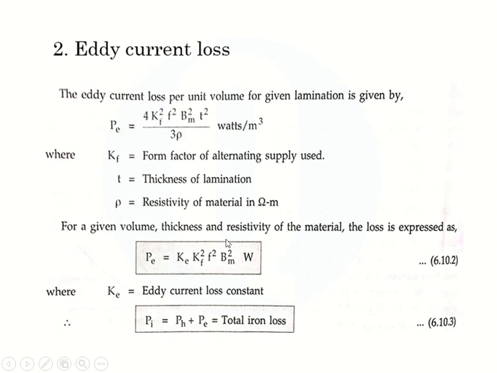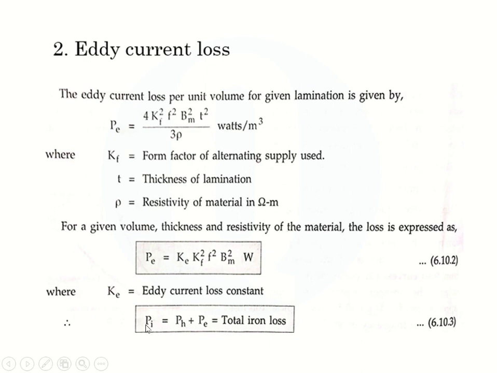And for a given volume and thickness, you can group the constants as 4 T square by 3 rho. These are constant parameters. That is, 4 is a constant, thickness for a particular material is constant, resistivity of a particular material is constant. So for a particular material, 4 T square by 3 rho is constant, which can be replaced as KE, the eddy current loss constant. The remaining terms are Kf square, F square and B max square. So eddy current loss is KE Kf square F square B max square, for a particular material having volume, thickness and resistivity constant.